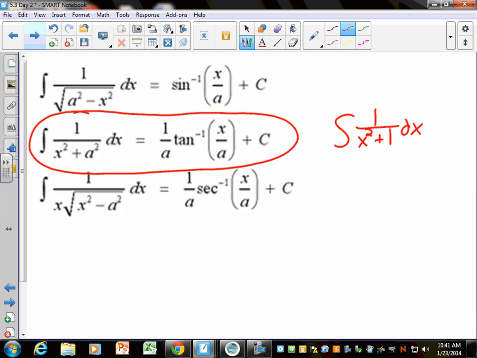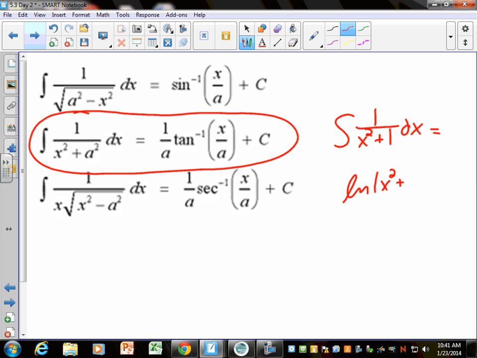a lot of people are going to think ln here, because they're like, oh, it's 1 over something. But there's an issue with that, because think about if you said, oh, it's ln of x squared plus 1. What would the derivative of that be? What would the derivative of ln of x squared plus 1 be? 2x over x squared plus 1. So you see how that does not fit the ln pattern? Because you have to take the derivative of the inside, because there's an x squared there.